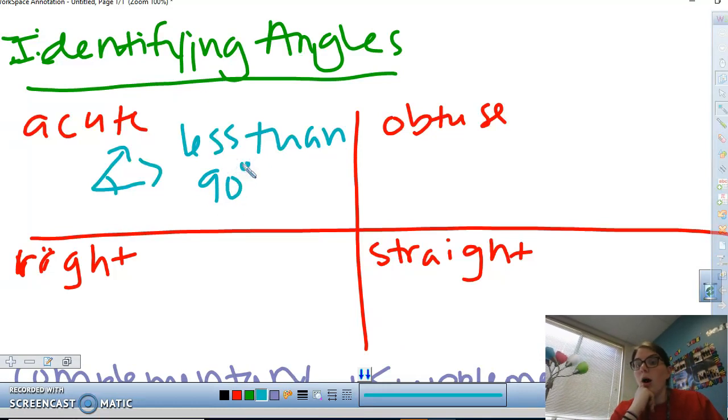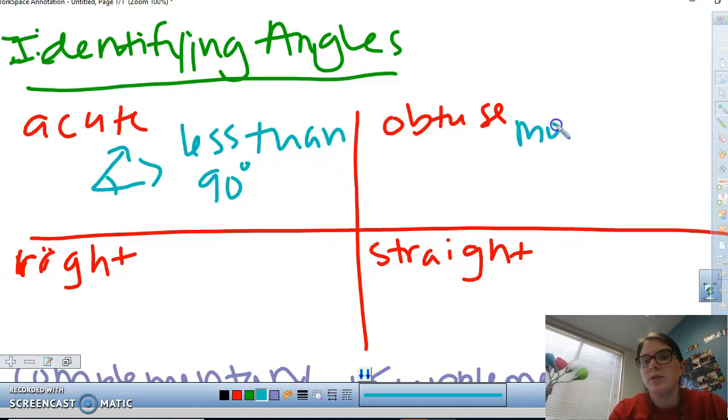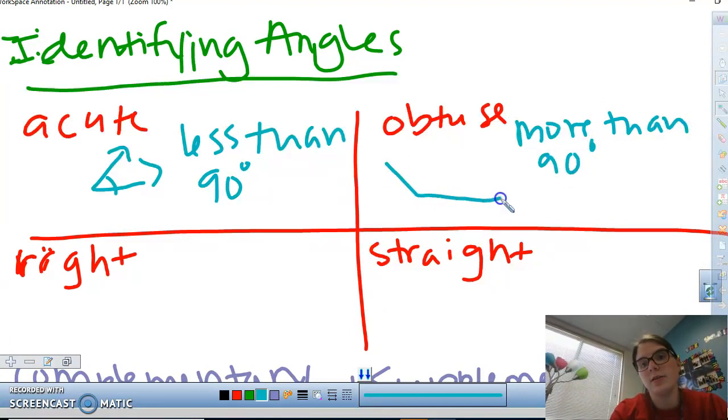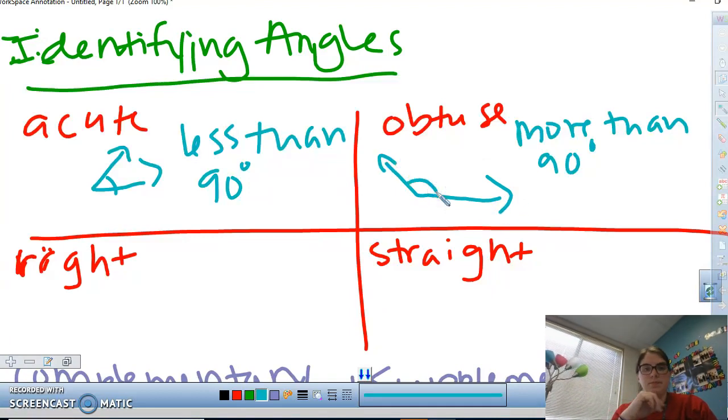An obtuse angle. Whenever I say it like that, I think it kind of means bigger. So an obtuse angle is more than 90 degrees. So it kind of looks like this. It's more than 90 degrees.